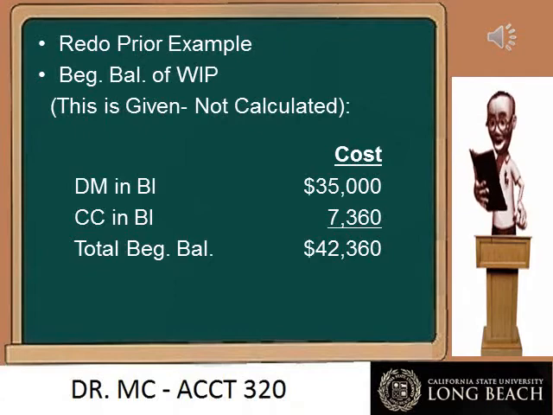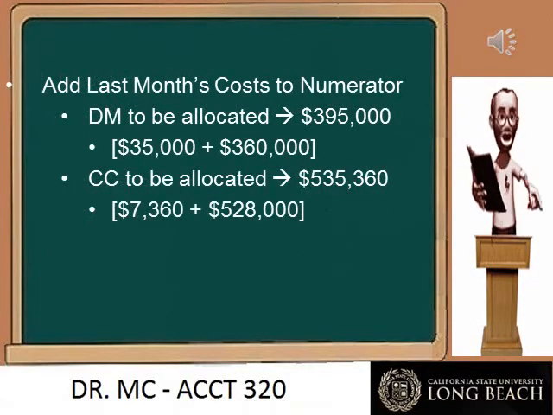You now have to add these costs to the numerator. So, we add $35,000 to the $360,000 from this month to get a total of $395,000 for direct materials. We also add $7,360 to the $528,000 from this month to get a total of $535,360 for conversion costs. These are our new numerator numbers. Remember, this is the first change made when going from FIFO to weighted average.